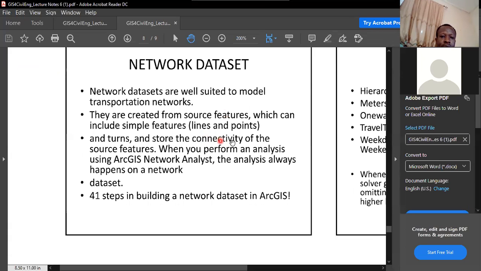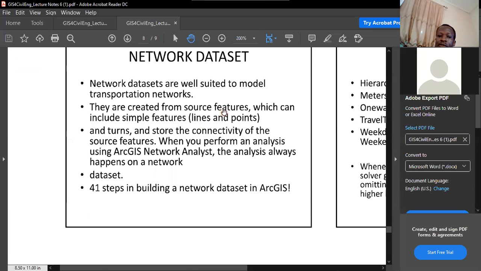So the network datasets are very, very key, and they are suited for modeling transportation networks. I told you I'm in love with transportation. I just love the whole idea. Because interestingly, you look at ants, even ants have their own way, they have transects, they move around. They have a way of walking around.